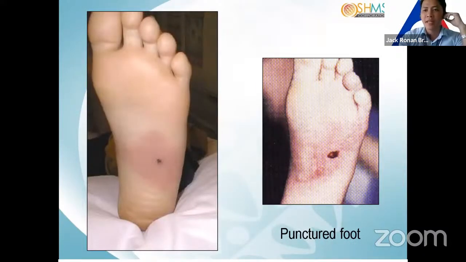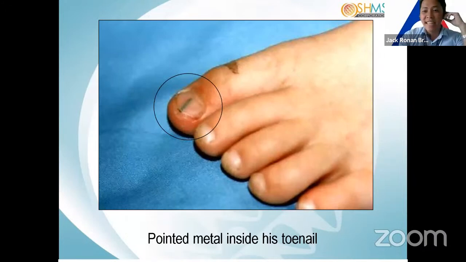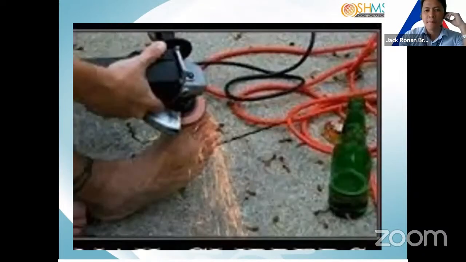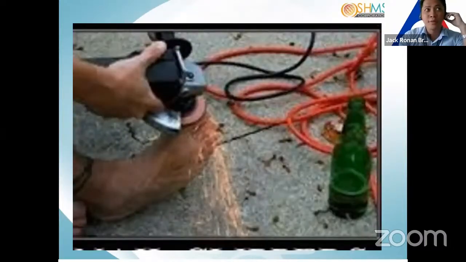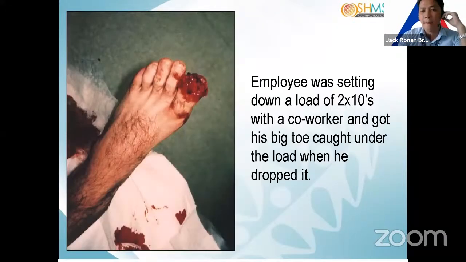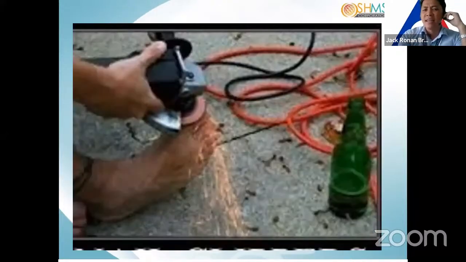In this one, a punctured foot. If left untreated, it could lead to infection. As you can see on the right image, infection has already happened. In this one, a nail or a pointed metal inside the toenail of the worker. As you can see, it's very painful. And this one, very unsafe act. He's using the grinder on his foot, or he's using his foot to hold the metal that he is grinding. So as you can see, this is an unsafe act, again an unsafe act. He's using his foot to stabilize the metal that he is grinding.